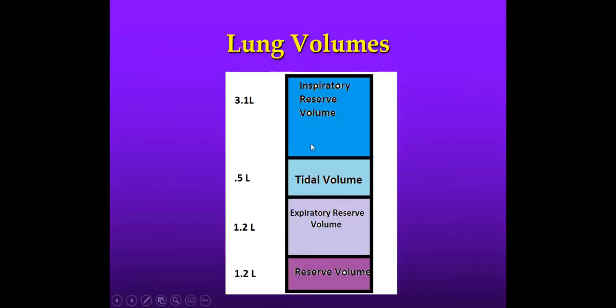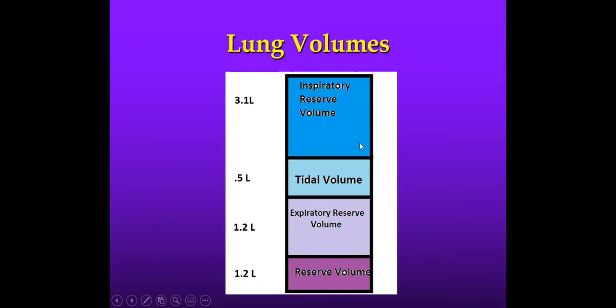So we just talked about showing the four lung volumes and their amounts. Inspiratory reserve volume is 3.1 liters. Tidal volume is 0.5 liters. Expiratory reserve volume is 1.2 liters, and reserve volume is 1.2 liters. So how much will the FRC be? 2.4 liters, because that's this plus this. What about the IC, inspiratory capacity? 3.6 liters, because 3.1 and 0.5 is 3.6.